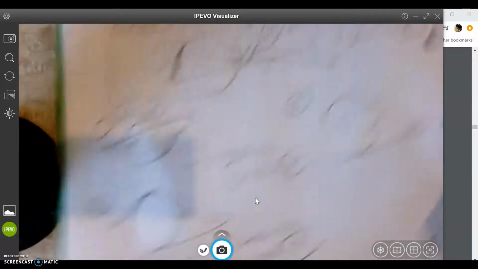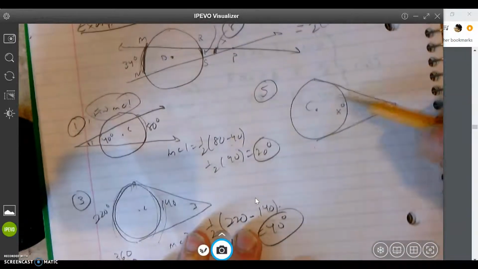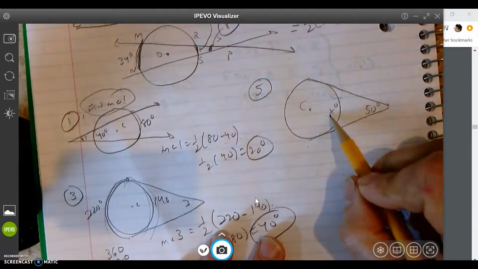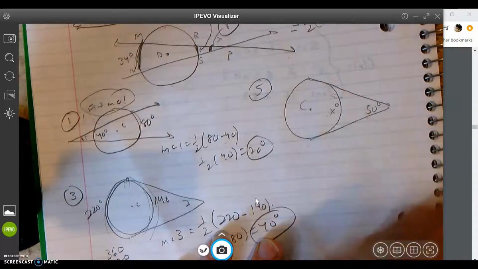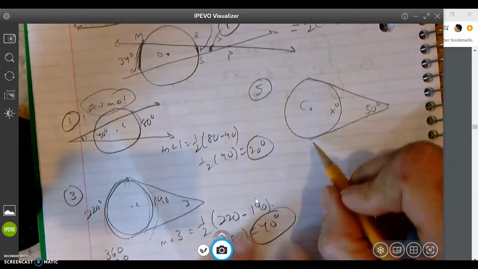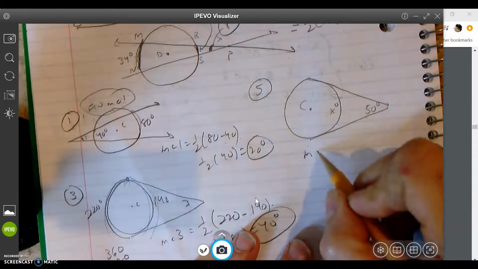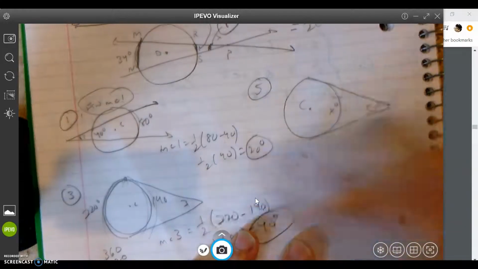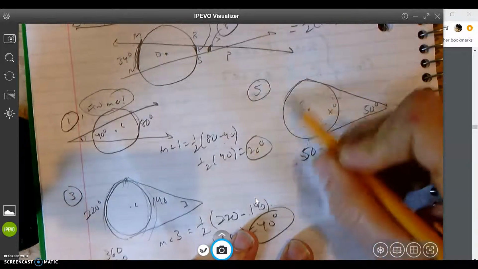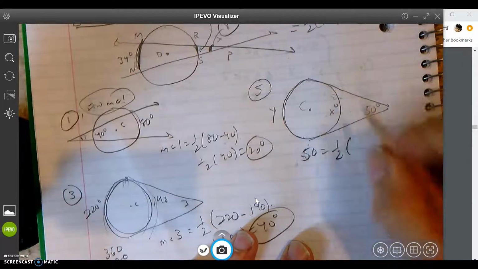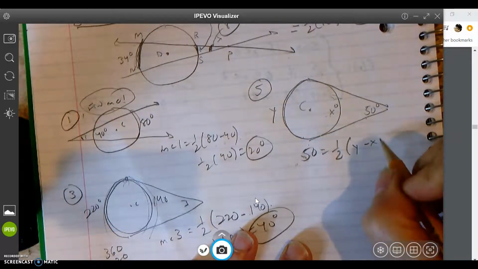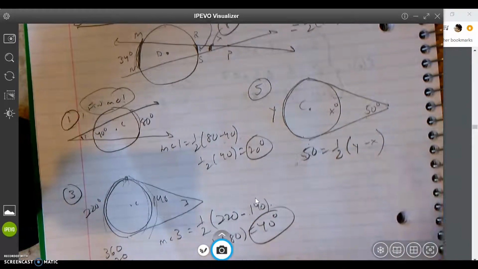Number 5, a little more challenging. Check it out. Bam, number 5 right here. Okay, so this is 50 degrees, and I need to get x here. This angle, 50 degrees, is 1/2 this big arc, so this is y. Let's say it's something else, minus x. So now I've got two variables here.